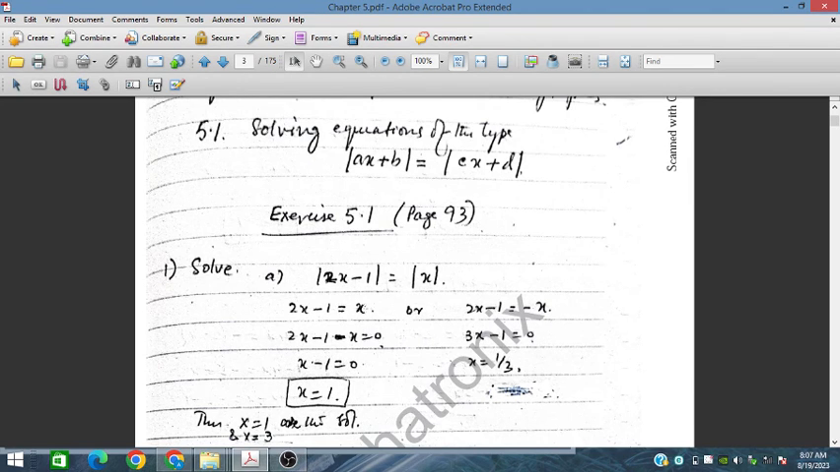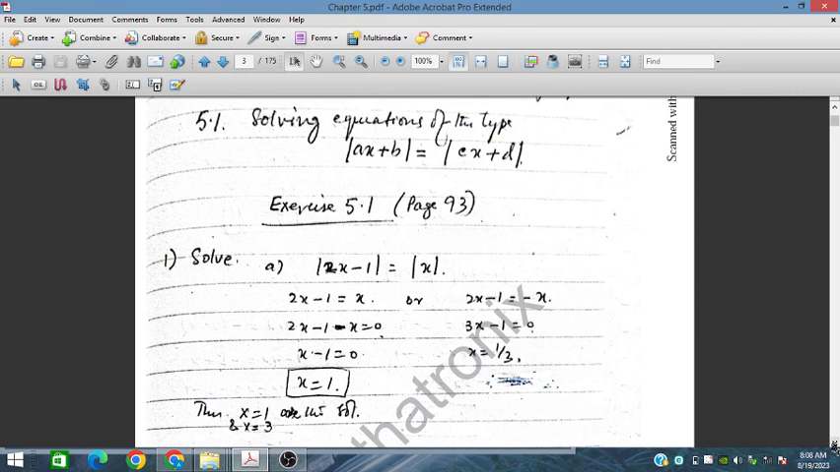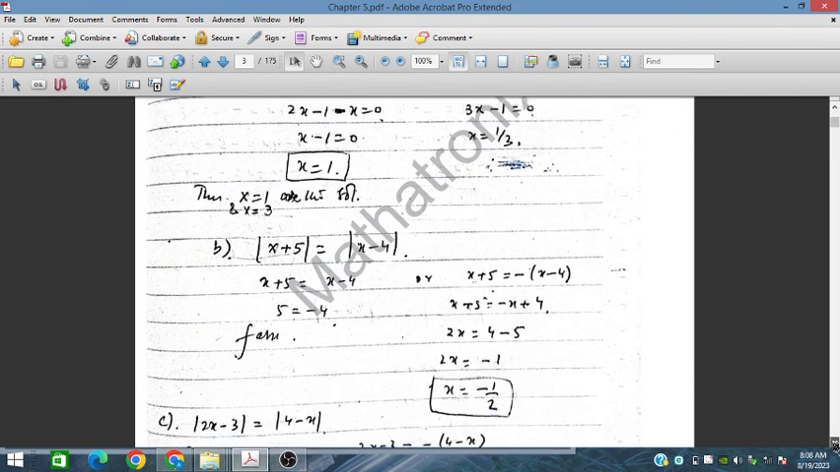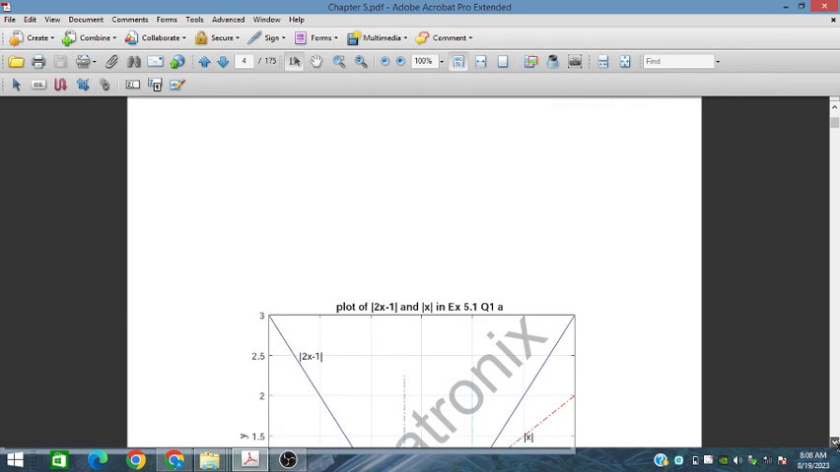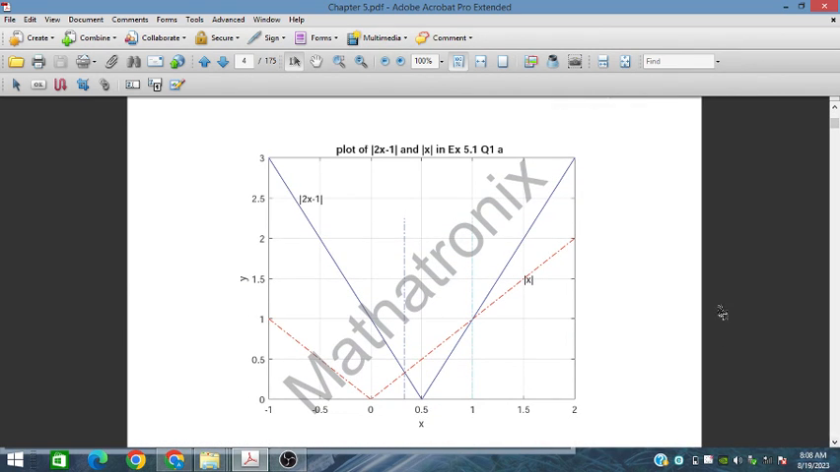So this is one of the solutions, and from this 2x - 1 is equal to -x. So this x is shifted here, 1 is there, and x is equal to 1/3. So we have these two solutions, and let's plot this equation. 2x - 1. This blue graph is 2x - 1.